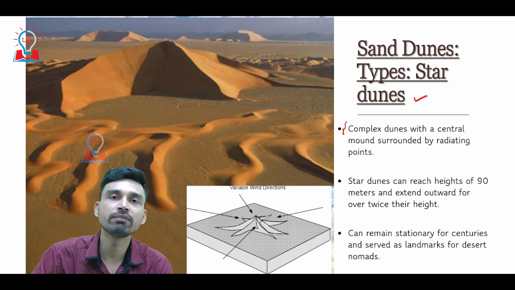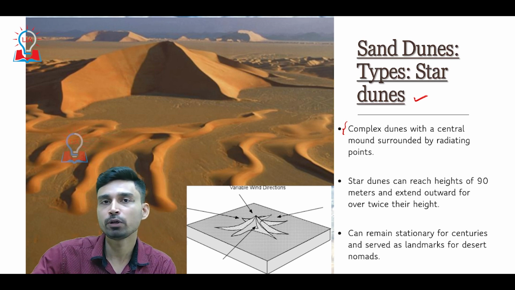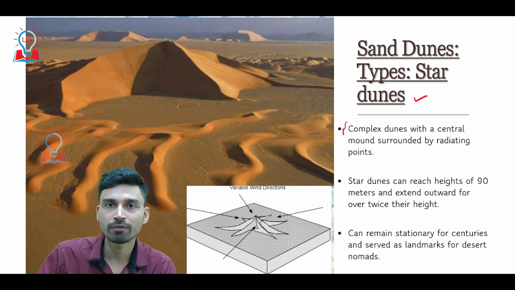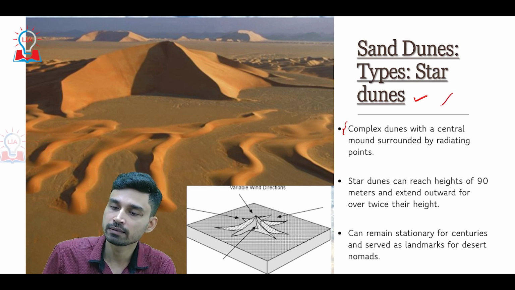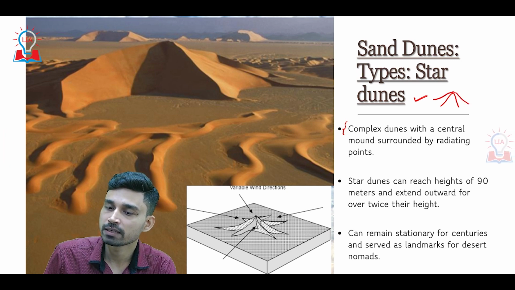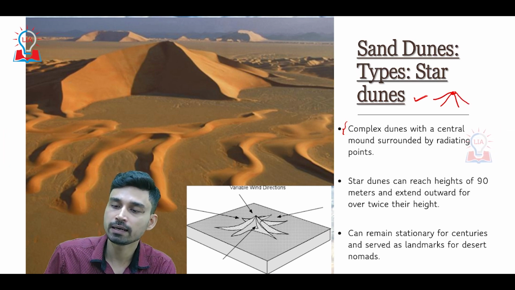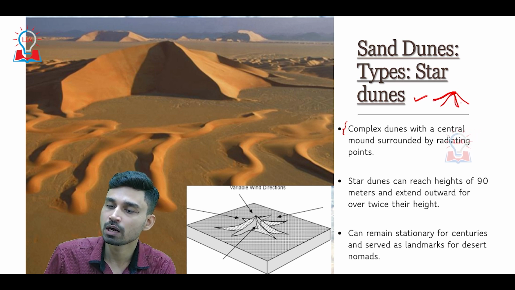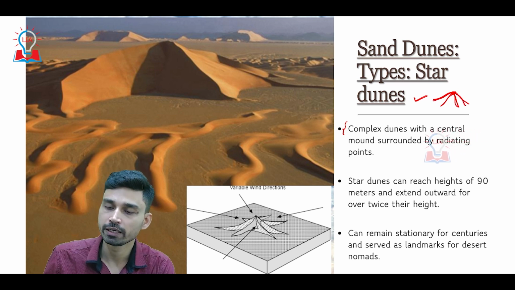Due to the continuous shift in wind direction, rather than the development of a single uniform kind of sand dune, we have a complex kind of sand dune that develops. Thus, as we know, star dunes develop in such areas, where you have an upward region and from there a lot of branches radiating out, so radiating points.